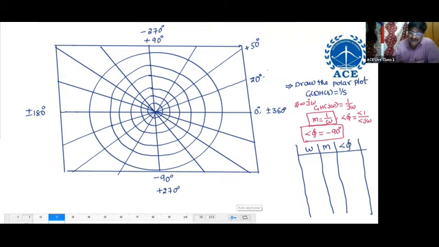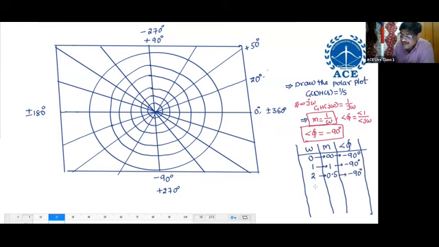Now listen, at omega 0, what is the magnitude? Infinity. Phase angle is minus 90. At omega 1, magnitude is 1, angle is minus 90. Omega 2, magnitude 0.5, angle is minus 90.